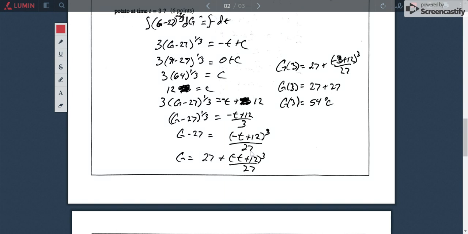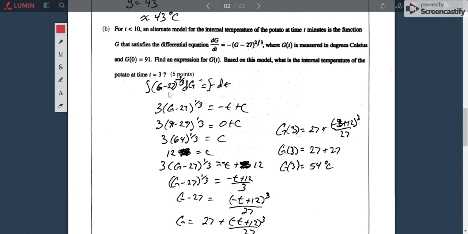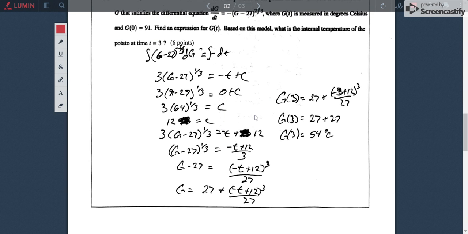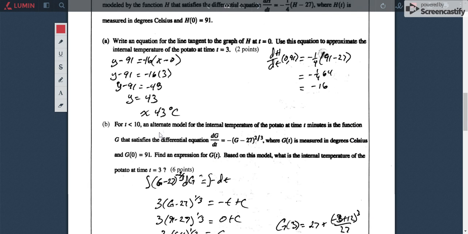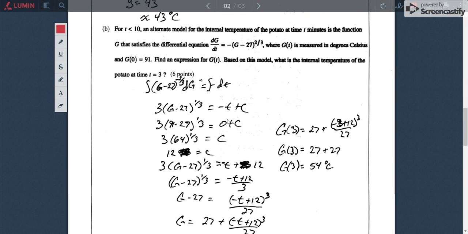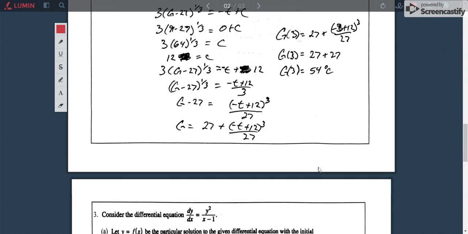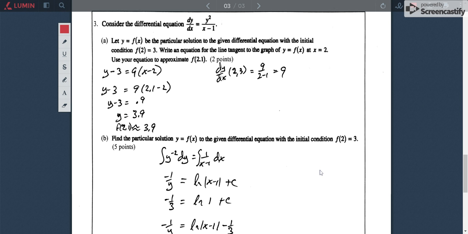There is my solution. Then it wants me to use that to find the potato's temperature at 3. So at 3, we plug in. So that gives me negative 3 plus 12, which is 9. 9 cubed divided by 27 gives me 27. 27 plus 27 equals 54. So my estimate with the tangent line was 43 degrees Celsius, and then with the actual function, we got 54 for the temperature.